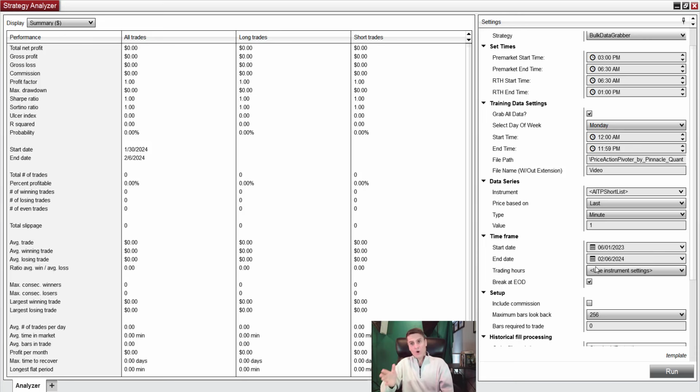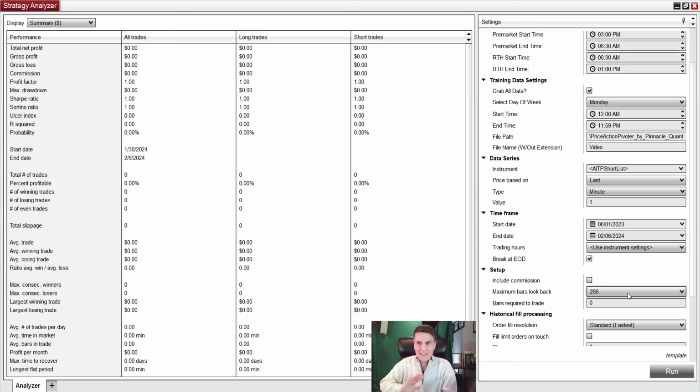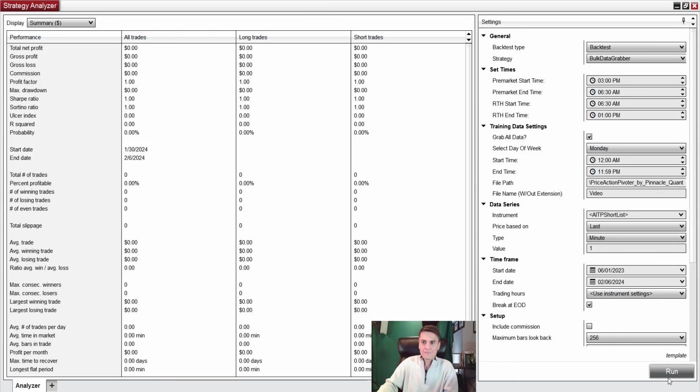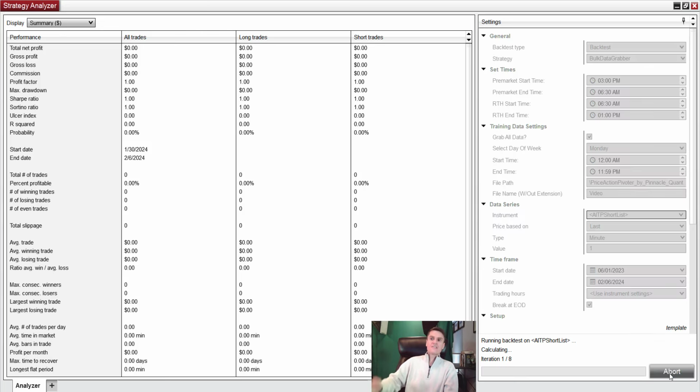All right, so 06, 01, 23, 02, 06, that's today, 24. That's all I'm going to do. So I'm going to hit run, okay? Now we're doing analysis on, and grabbing data rather, on 8 different instruments. So you'll see it's running backtest on AITP shortlist, calculating iteration of 1 through 8. Once it sets up, it's going to go really quickly, okay? So generally speaking, you're probably going to shave off about 2 minutes from your day. Okay, maybe not even. Here we go. In the next few seconds, it's going to be done.